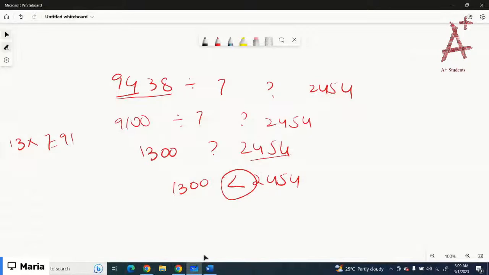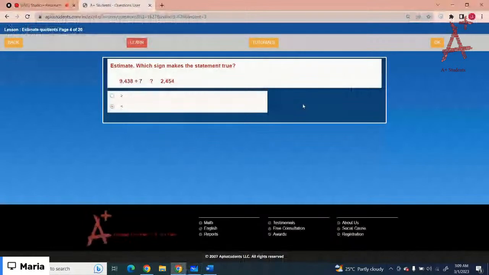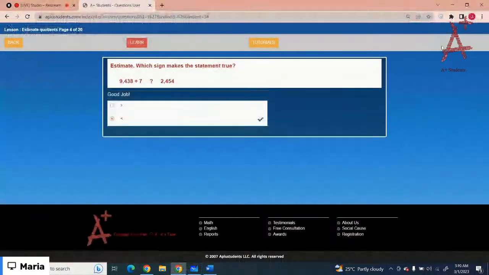So just select the correct option. That's how you round off the numbers. You have to look for the nearest number that can divide by the divisor. Like I go for 91, because I know that 13 times 7 is 91. So we can go for 1300. So the correct option is less than.